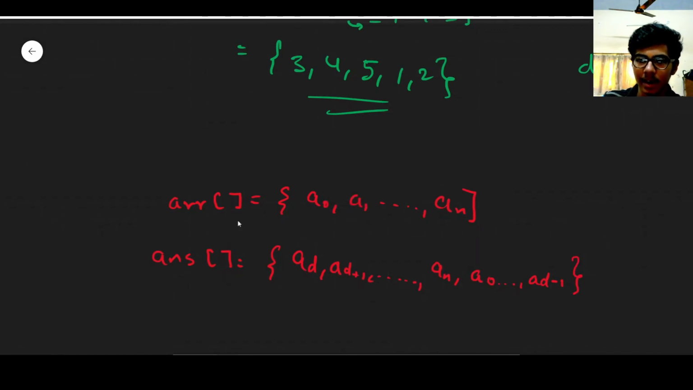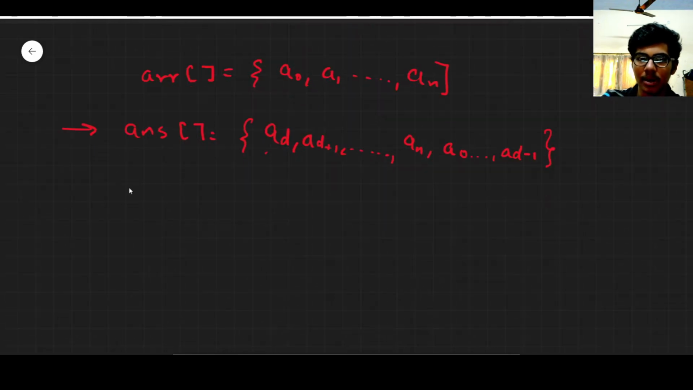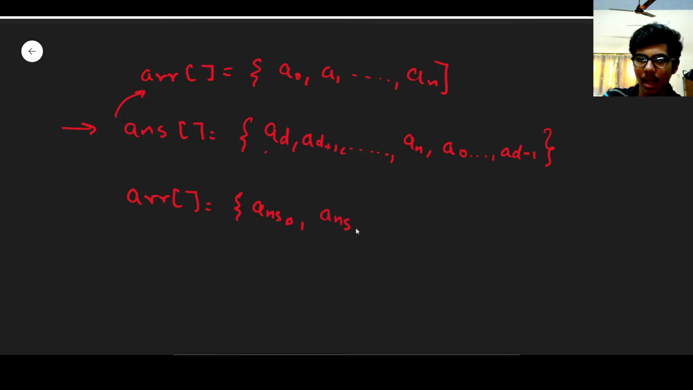As we are doing it in the counterclockwise direction, this should be the right answer. So this is the answer array. To convert the answer array into this array, what we have to do is arr should be answer 0, answer 1, and it will go up to answer n. These are the elements of answer.